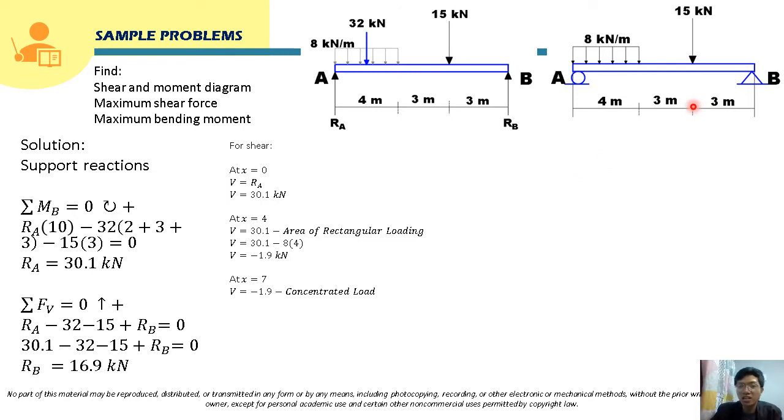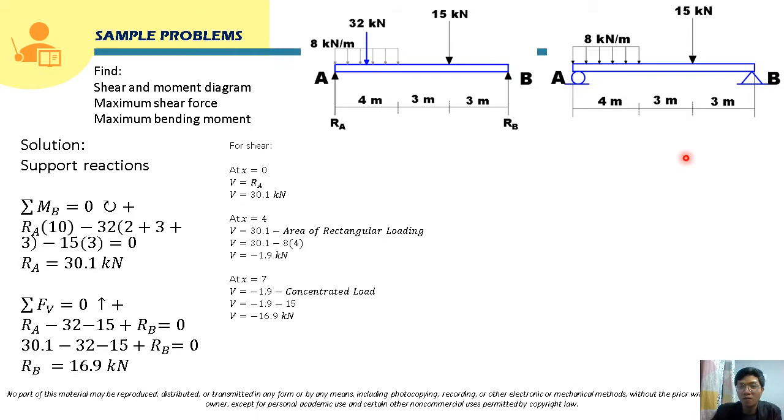And as you can see here, class, there is a concentrated load here. For this concentrated load, the shear, which is negative 1.9, we will sum up this concentrated load. For its sign convention, this is downward, so it will be negative. So this will be negative 1.9 minus the concentrated load. Solving this, this will be negative 1.9 minus 15. So the shear here, class, is negative 16.9 kilonewton.